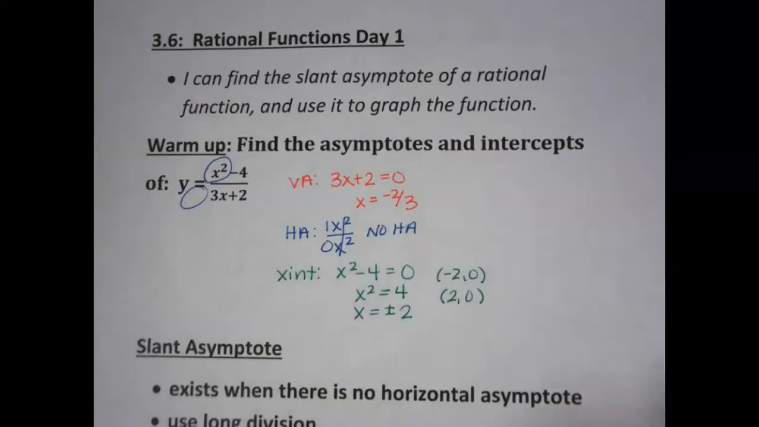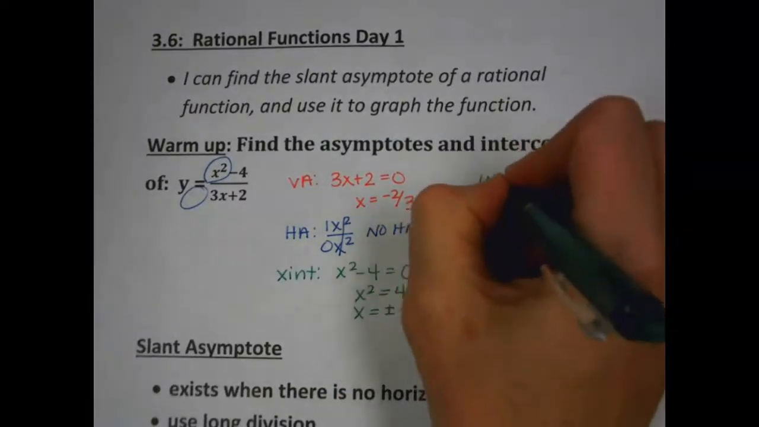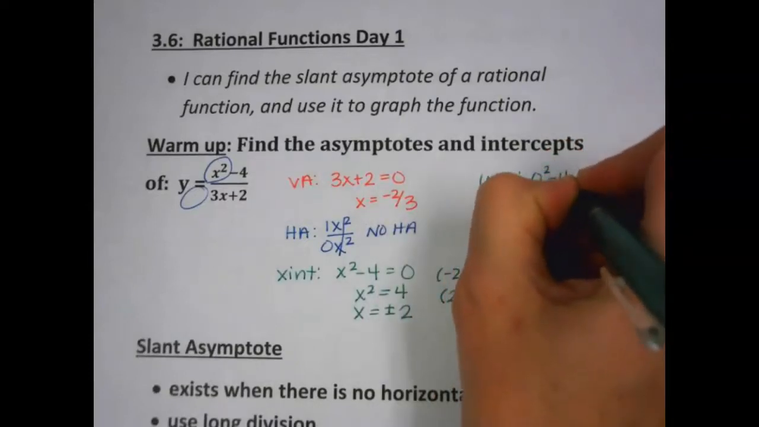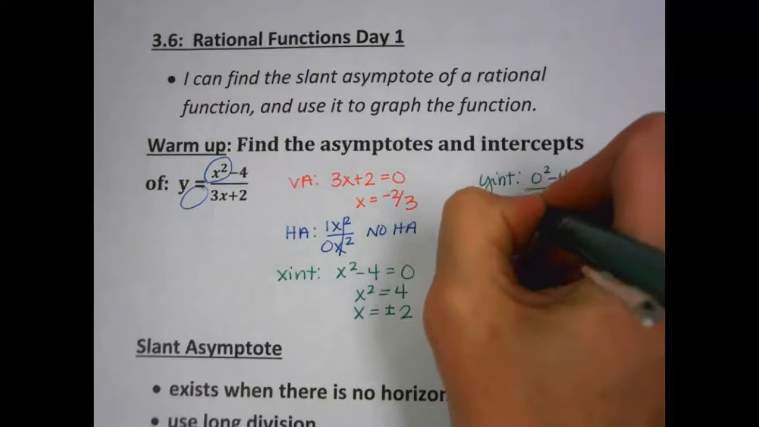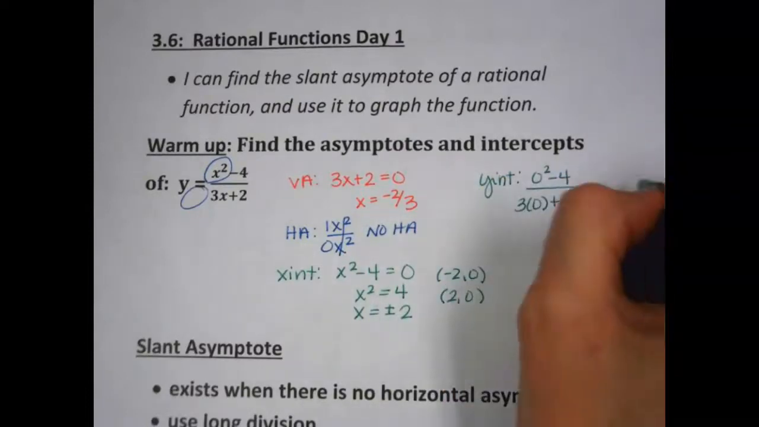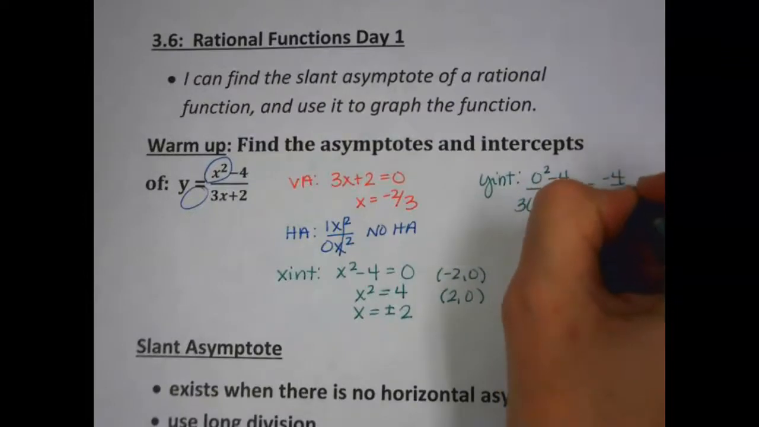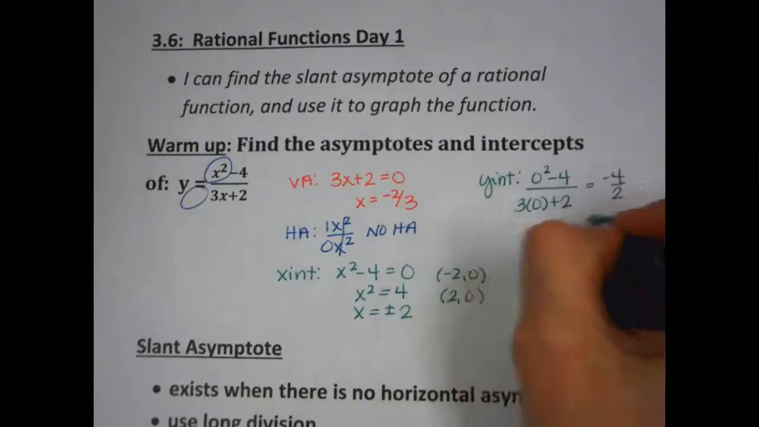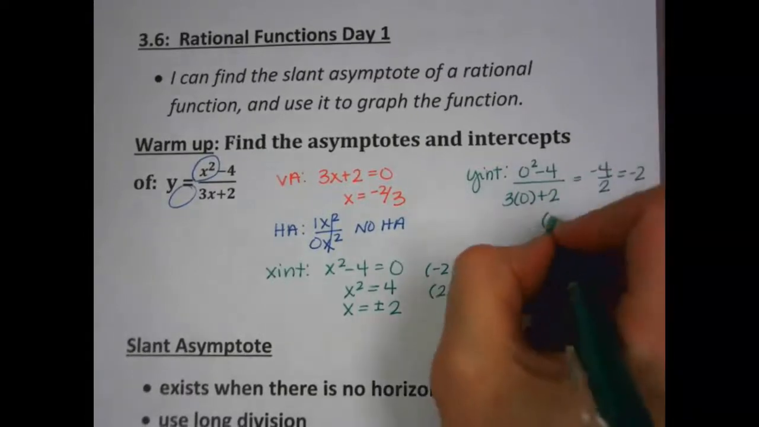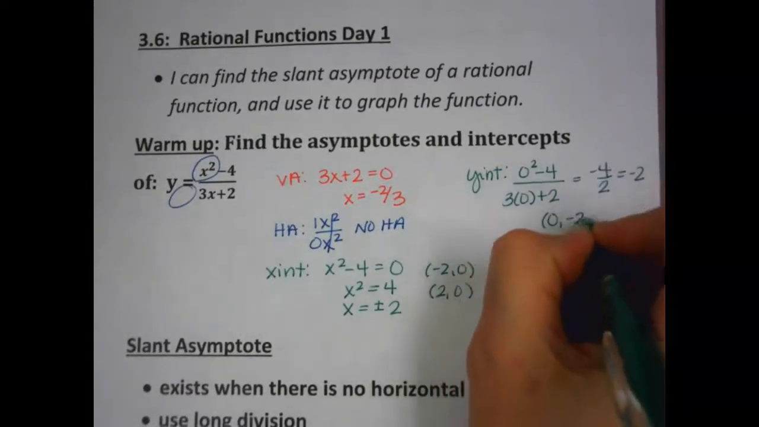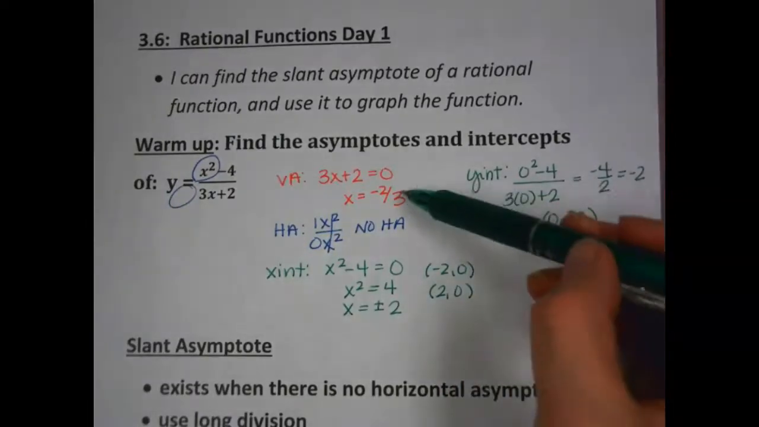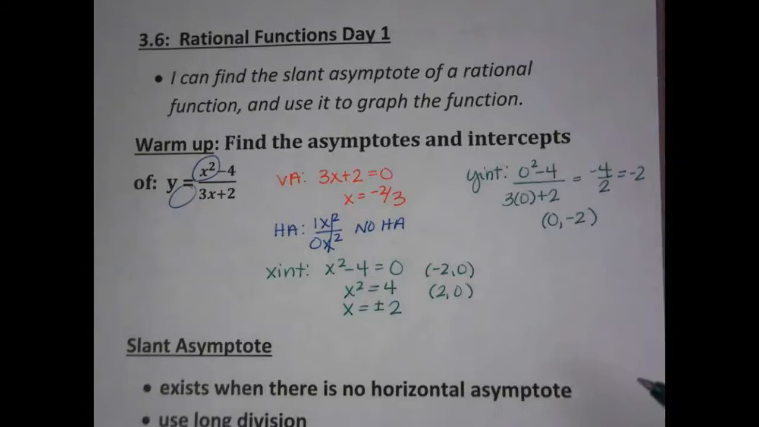And then we need to find our y-intercept, which is when we put 0 in for all of the x's, which leaves us with negative 4 over 2, which simplifies to negative 2. And we write that as a point 0, negative 2. So we have 3 intercepts and 1 vertical asymptote for this graph.